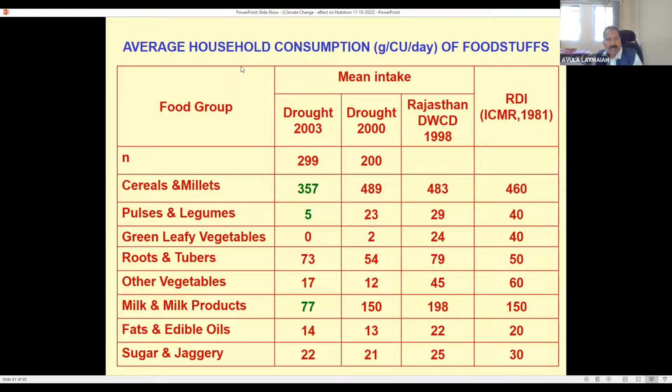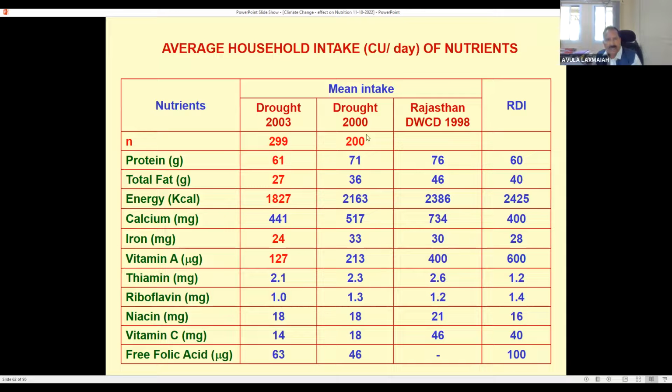And these are the average household food consumption of foodstuffs. You can see, we compared drought and non-drought areas. In the drought areas, the consumption levels are less in most of the states. Here in Rajasthan also, compared to RDA, both are less, but still drought worsens the conditions.